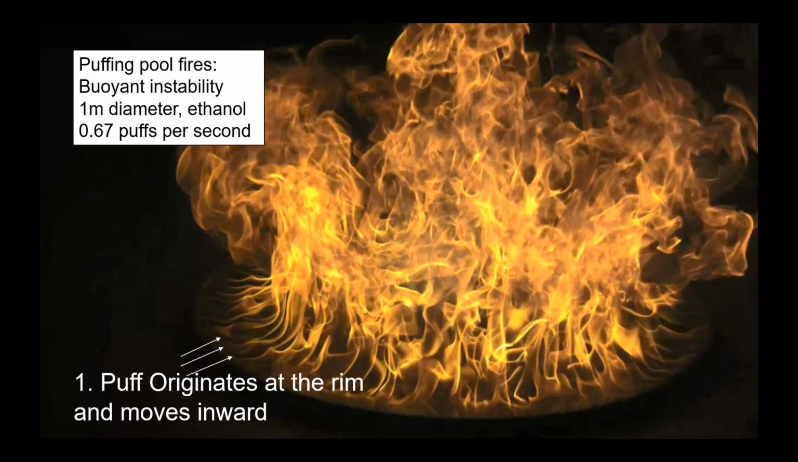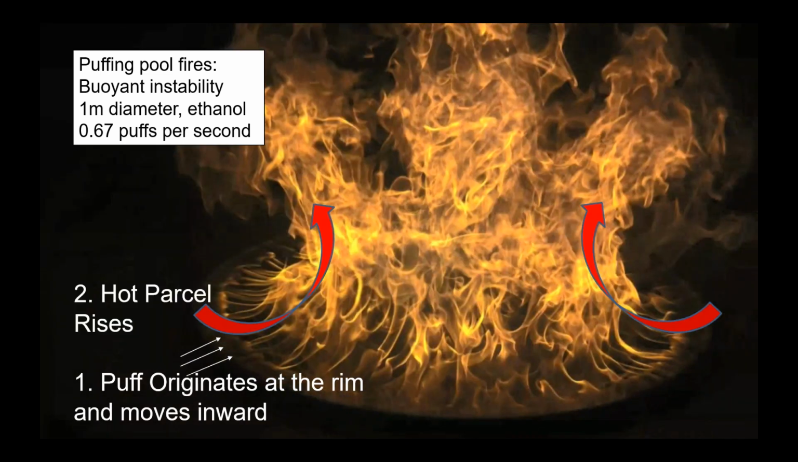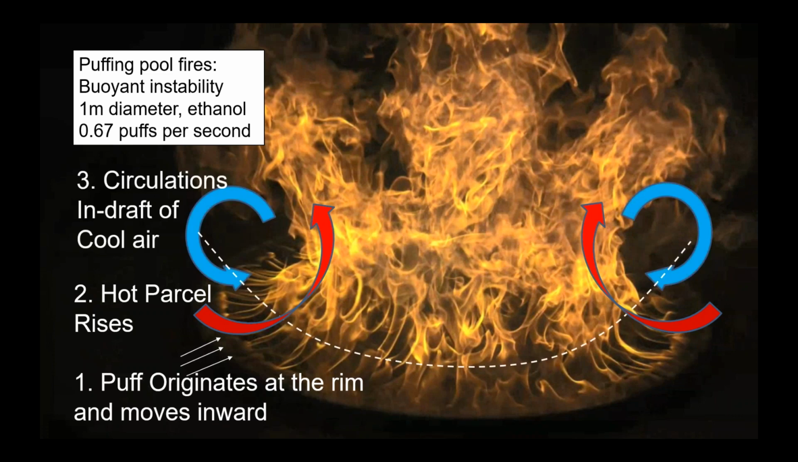As the hot parcel rises, that volume of air has to be replaced by something else. It has to be replaced by air coming in from the side or from the top, and so it causes a circulation there. Until that puff of hot gases is out of the way, you can't get the formation of another puff. And so that's why the puffing tends to assume a very periodic behavior here.